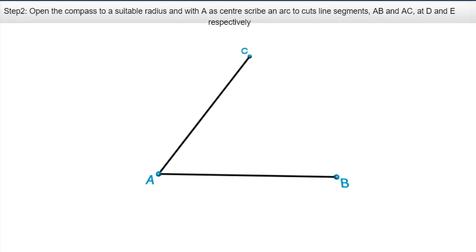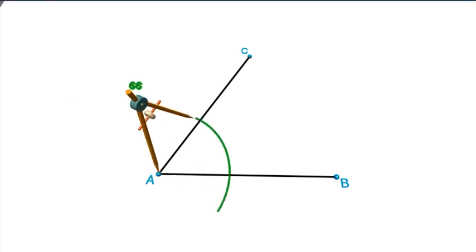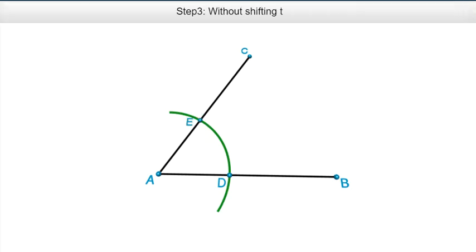All right. So I open my compass to a suitable radius with A as the center. I put the metal tip at A. I scribe my arc and I ensure that the arc cuts the line AB and it cuts the line AC at D and E respectively.